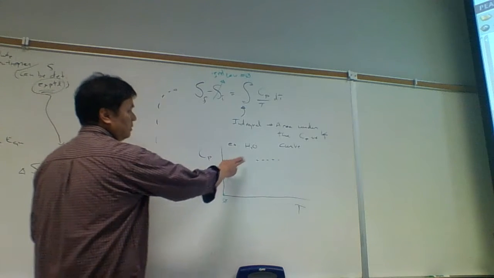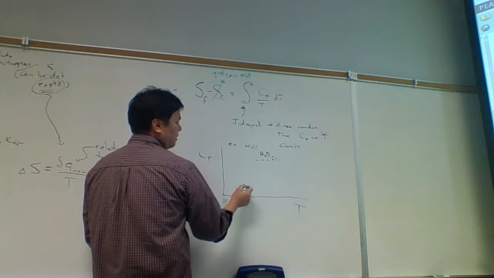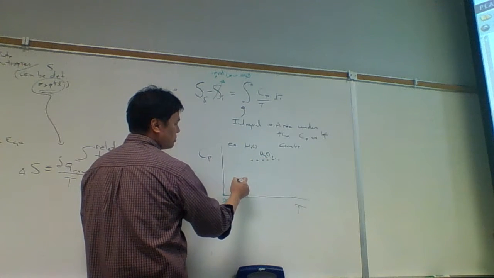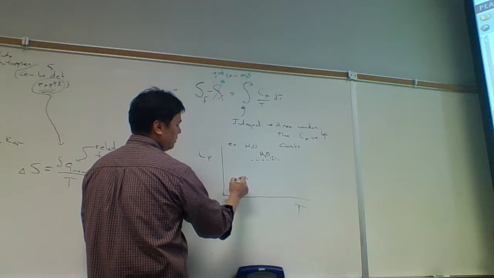Anyway, you do heat capacity. So this would be H2O liquid here, and H2O liquid is around 4.18. And then when we get to H2O solid, ice, it's way down here, right?